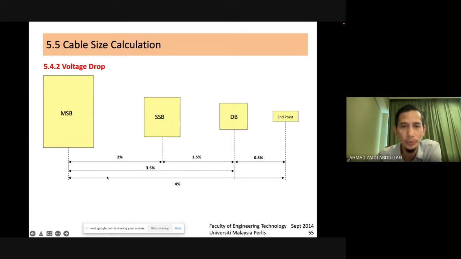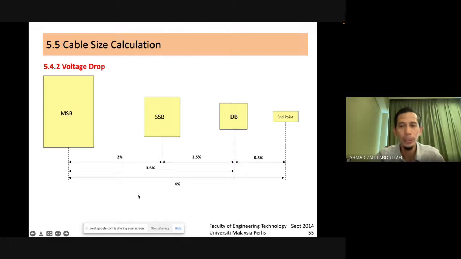So this example is from JKR. JKR gives it like this: 2% from MSB to SSB, then from SSB to DB 1.5%, and then from DB to endpoint 0.5%. This is just a guide for us, and for your project you can arrange it, but the total must be within 4%. For example, if you want to give MSB to SSB only 0.5%, that is fine, no problem. That depends on the designer.